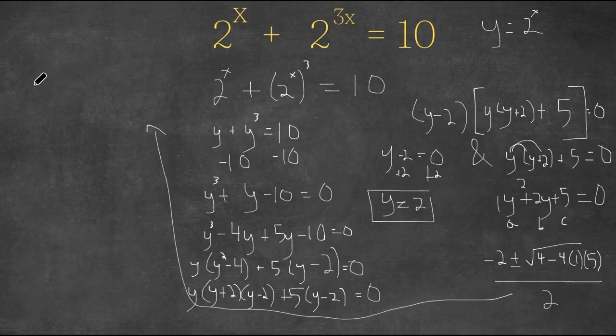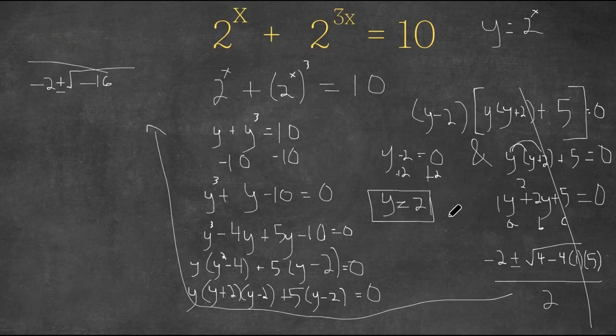So now we have negative 2 plus or minus the square root of 4 minus 4 times 1 times 5. That's 4 minus 20, which is negative 16. And as you see, we can't take the square root of a negative. That's not possible. Meaning this is wrong and this equation is wrong. So our only solution is y equals 2.